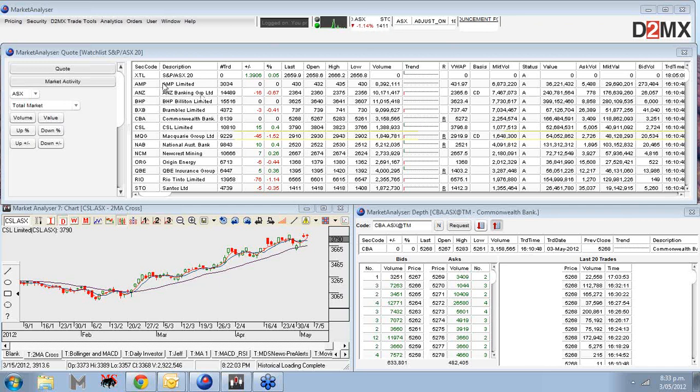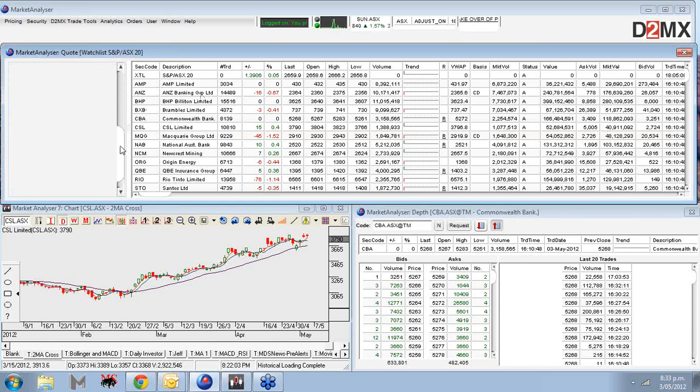I've got the top 20 shares up here, and I've just picked that up from the system watch list loaded. So I'm watching the top 20 shares.